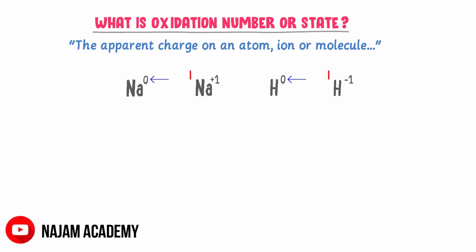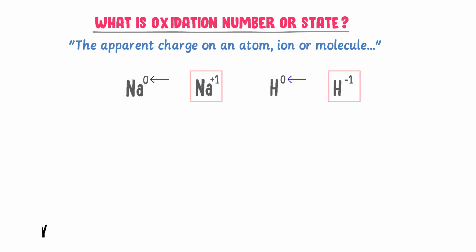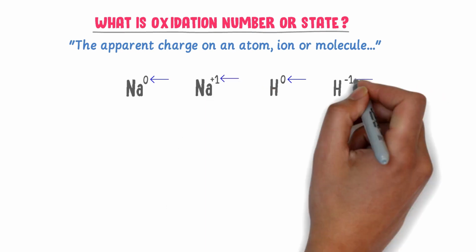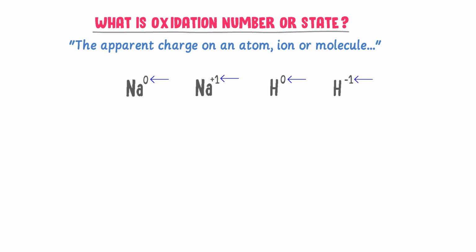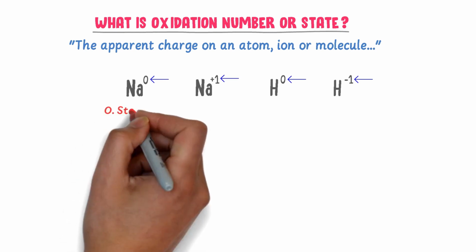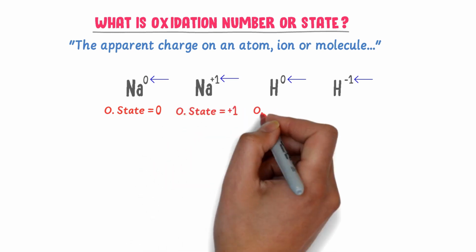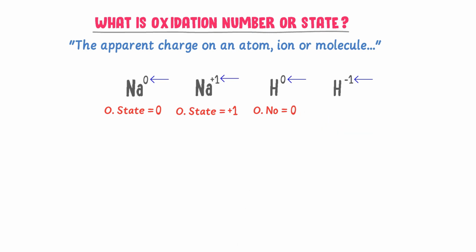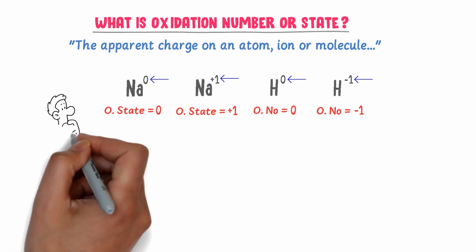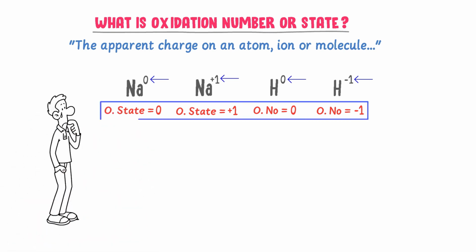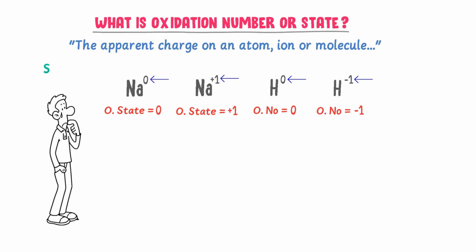While in the case of sodium ion and hydrogen ion, the apparent charge on sodium ion is positive 1 and the apparent charge on hydrogen ion is negative 1. So the oxidation state of sodium atom is 0, the oxidation state of sodium ion is positive 1, the oxidation number of hydrogen atom is 0 and the oxidation number of hydrogen ion is negative 1. Do not confuse if I say oxidation state or oxidation number because they both are the same thing.